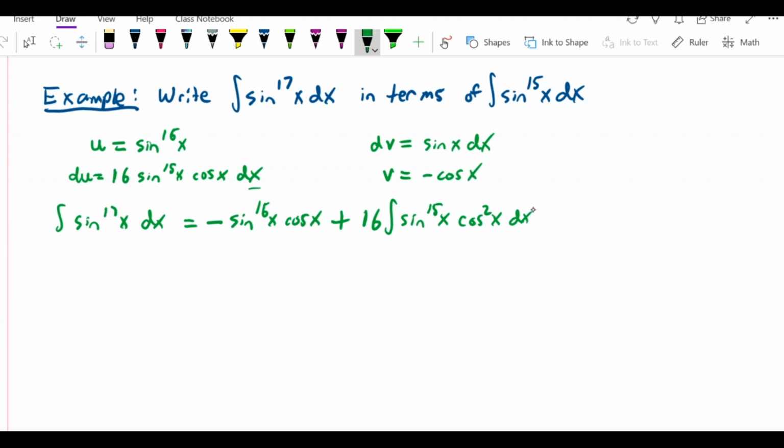So we now have negative sine to the 16th x cosine x plus 16 times the integral of sine to the 15th cosine squared. Now, focus on the cosine squared. I think I've mentioned this in earlier lectures. What should you be thinking of whenever you see a cosine squared in this course? If you said cosine squared x plus sine squared x equals 1, and its rearrangement cosine squared x equals 1 minus sine squared x, you would be correct.